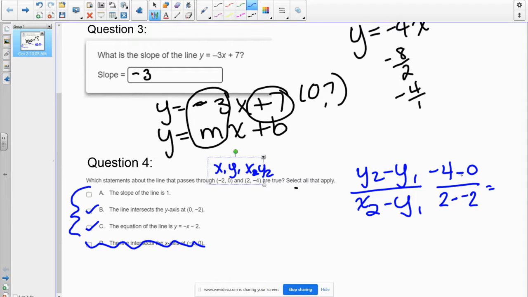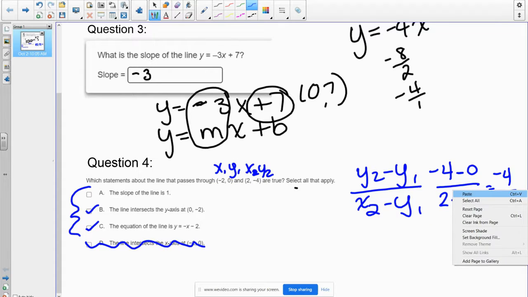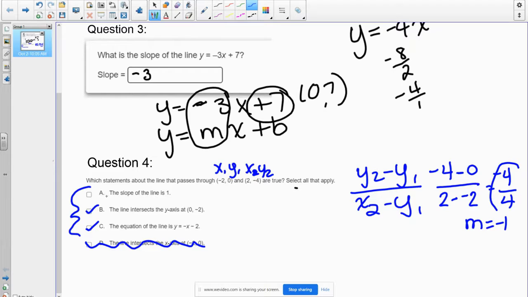So -4 minus 0 is -4. And then, 2 minus a -2 is 4. And again, that's what we're talking about, reducing this fraction. So -4/4 turns into your slope being -1, which is why this top one is false. Okay, your second part is where the y-intercept is.